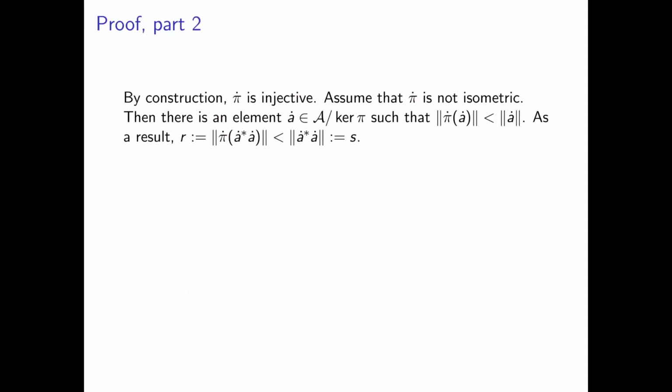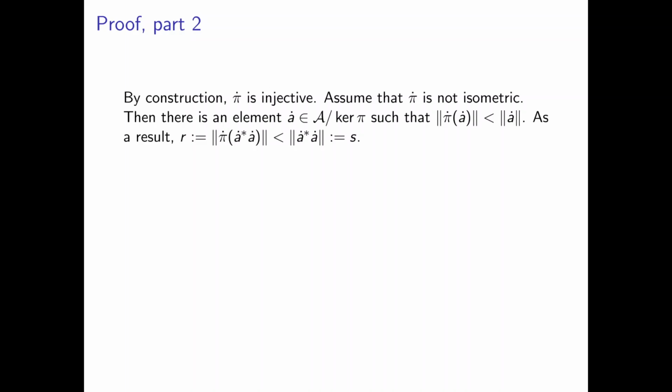So, by construction, this map pi with a dot over is injective. And going forward, I will just say pi when I have pi dot. So don't get confused over that. And generally, if I say a dot, I will mean this a with a dot over. So our map pi is injective.